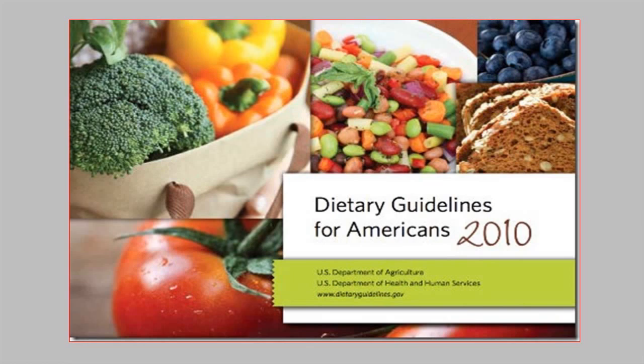Beginning in 1980, the U.S. Department of Agriculture and Department of Health and Human Services has published every 5 years an updated dietary guidelines for Americans. The most recent one, published in December 2010, recommends reducing saturated fat to 7% of caloric intake, down from its previously recommended 10%.